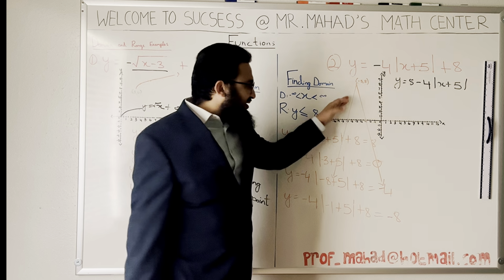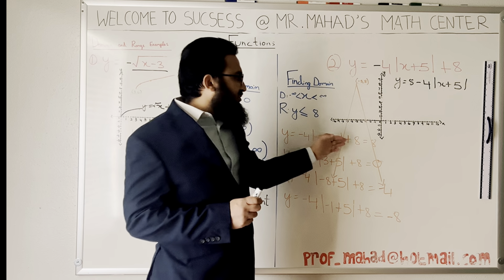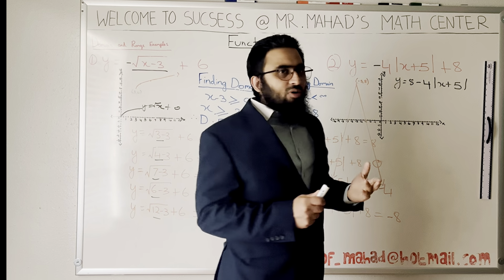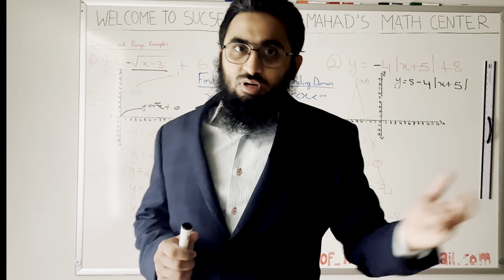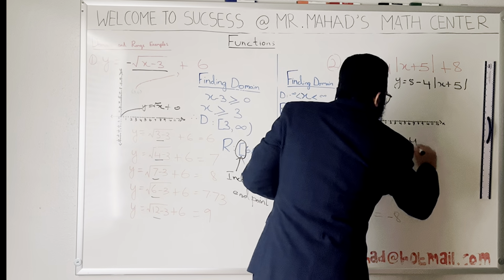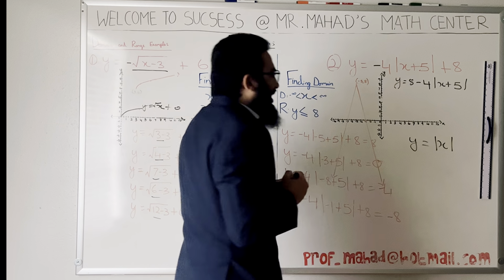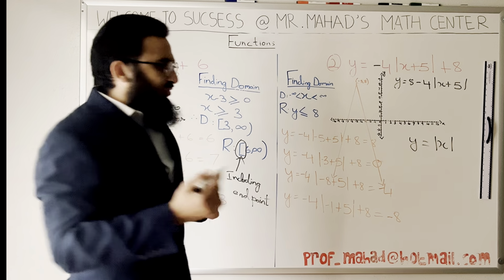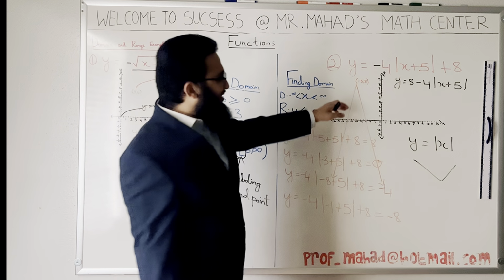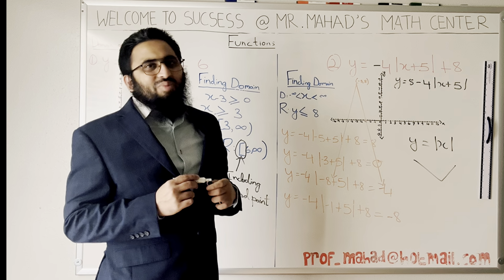Look at this, guys. Look at the shape of this graph. Why does it turn out to be like that? You know that in our parent functions we have already learned what y equal to the absolute value of x looks like. It was somewhat like this. There is a resemblance, again because of the parent function.